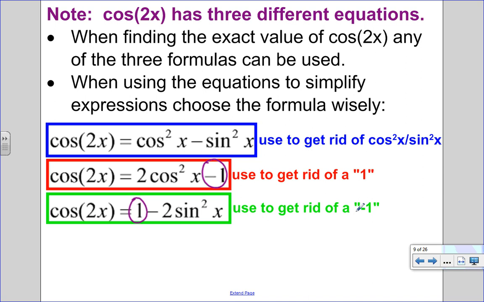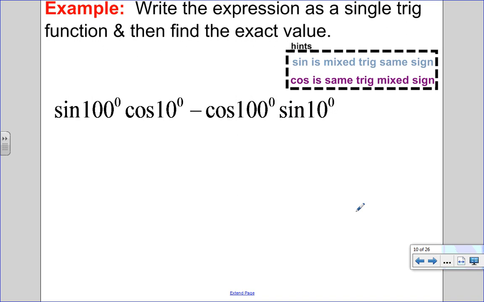So positive and negative 1 kind of cancel. So choose wisely when it comes to cos of 2x and look at what you're given to see what you're trying to eliminate or simplify further. Okay, let's try some questions.